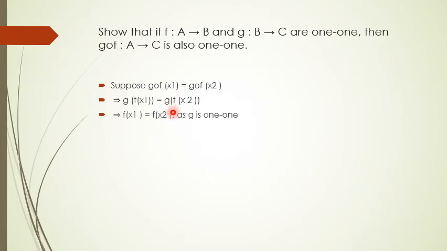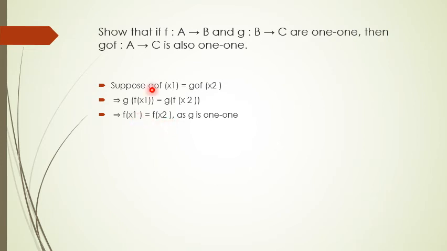But we know that g is a 1-1 function. It is given in the question. Also, g of a point equal to g of another point implies that these two points are the same, by the definition of a 1-1 function. Hence, f of x1 equals f of x2.